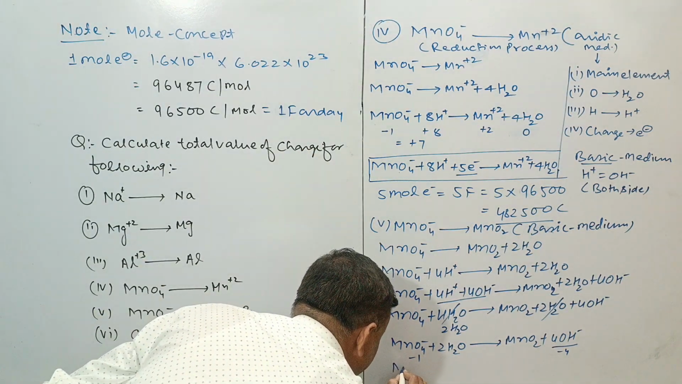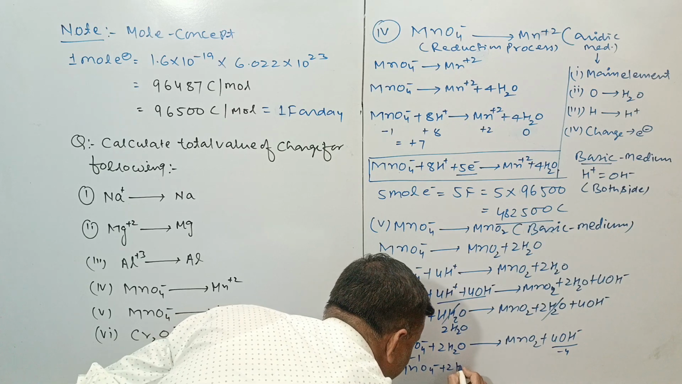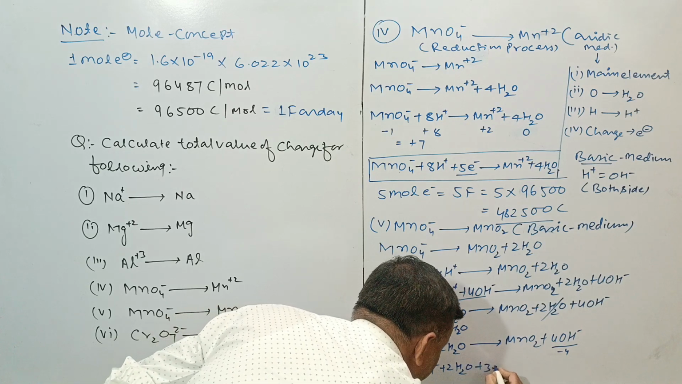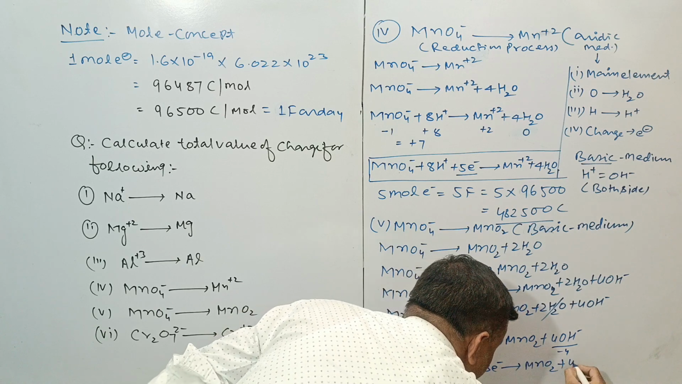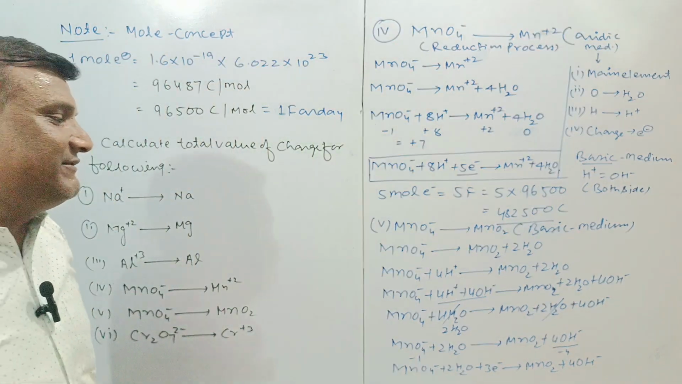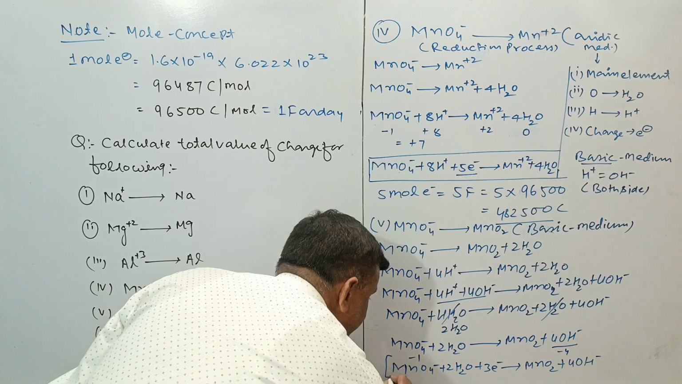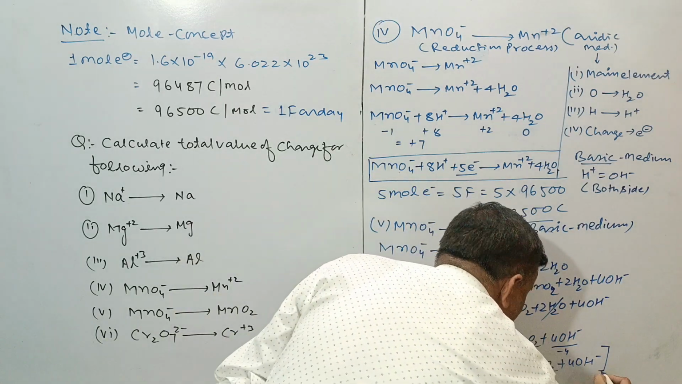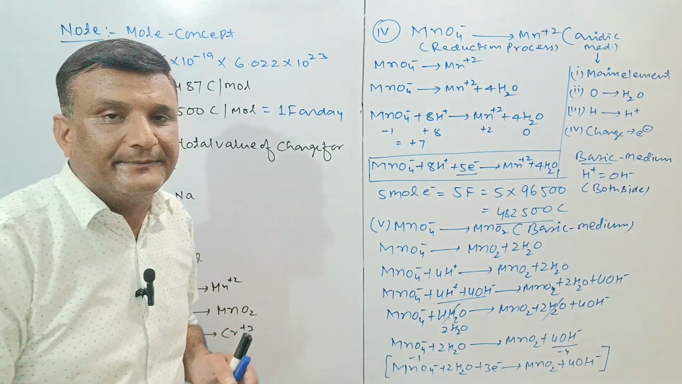So the balanced reaction is your MnO4 minus plus 2 of H2O plus 3 of electron changes in MnO2, and this is your 4OH minus. So for this change it will require 3 mole of the electron, and this is the balanced equation. And how much charge will be required? We'll go with that in the next video. Go through it properly.